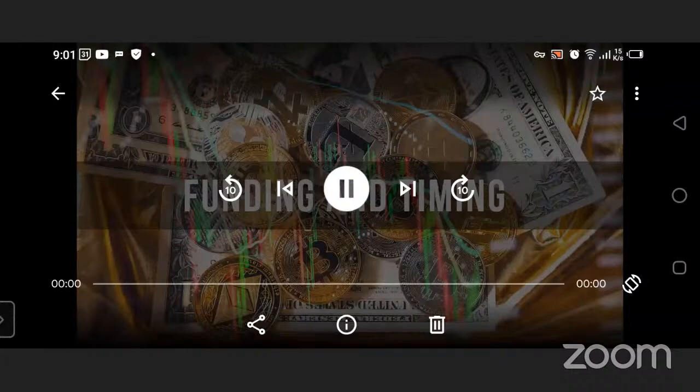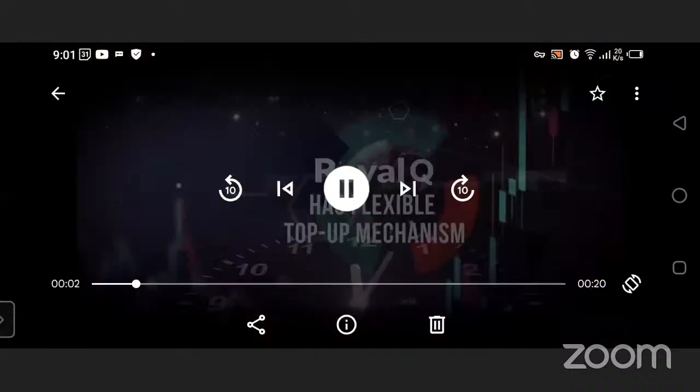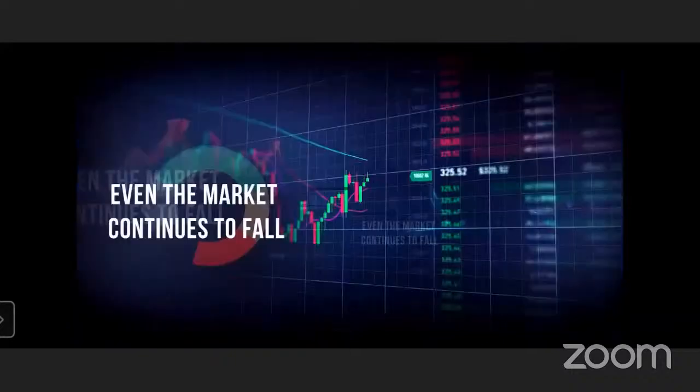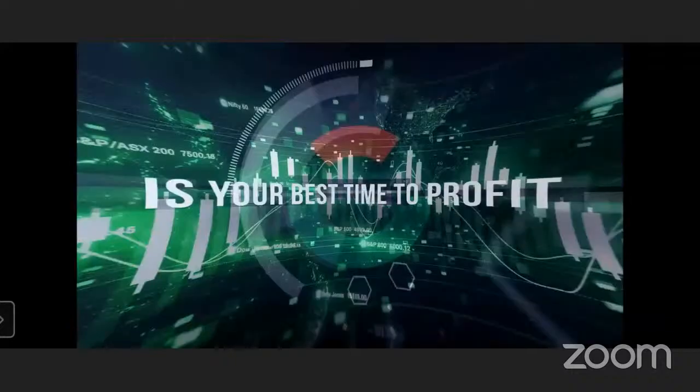Royalq has a flexible top-up mechanism. Make good use of your abundant funds. Even if the market continues to fall, when the market rebounds, it is your best time to profit. Royalq gives you financial freedom.